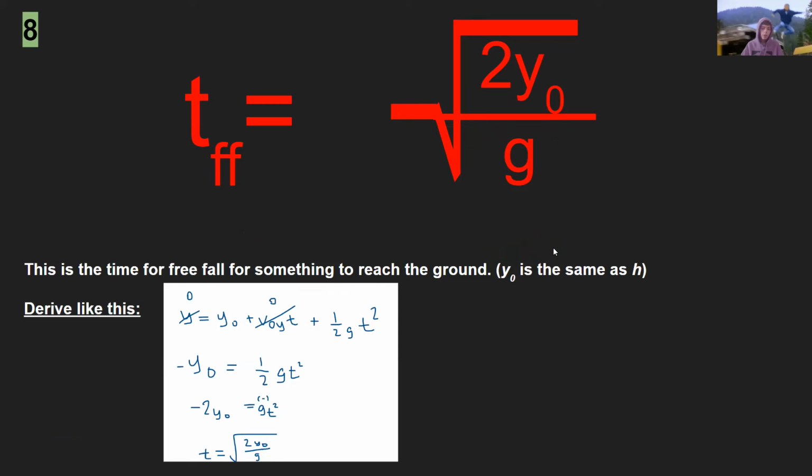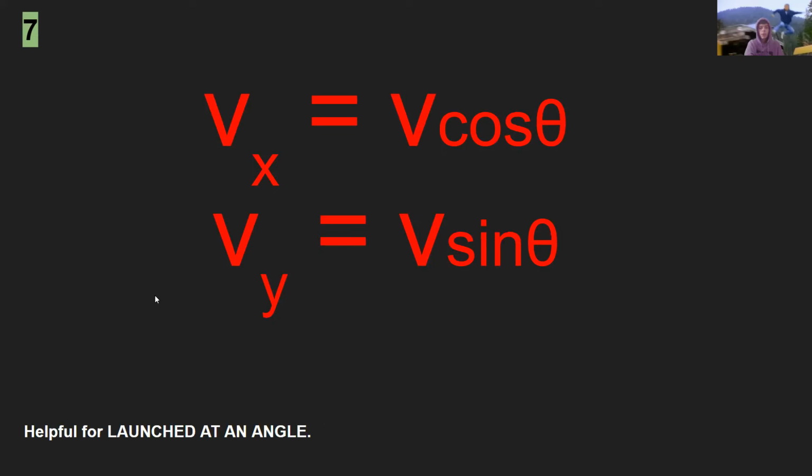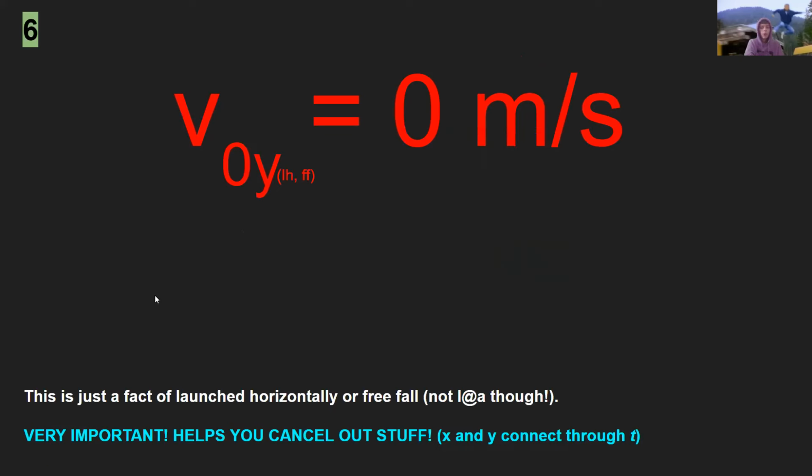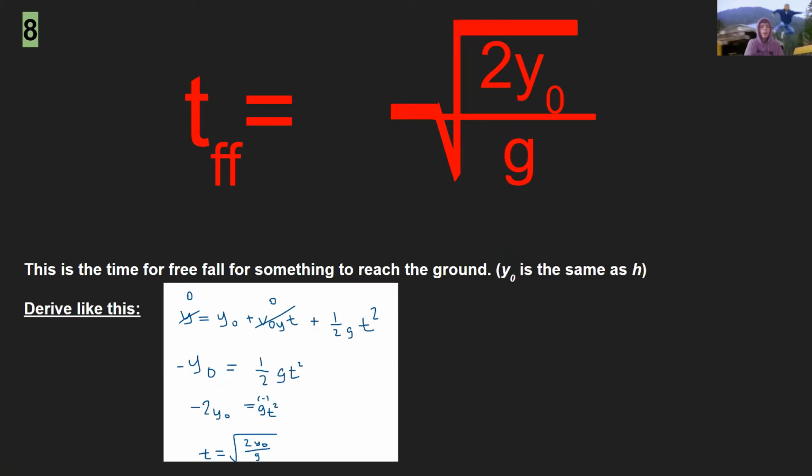The time, this is the time for free fall. So how long does it take for something to hit the ground? You need to be able to derive this. This one you can't really derive, so that's just one that you would want to memorize. Also these, because they have numbers. But this one, though, you need to derive. And this is how you do it.